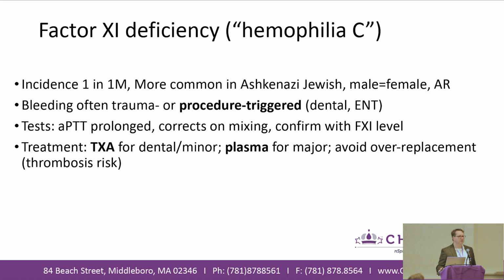Factor 11 deficiency, the kind of Jeopardy question or trivia thing here is that this is called hemophilia C. 1 in 1 million people, particularly in the Ashkenazi Jewish community, males and females both affected, autosomal recessive. Typically, these patients, I think I mentioned, are not bleeding spontaneously, usually from surgery or trauma. There's not a factor 11 concentrate that's approved in the US. There is in Europe, but not here. So we treat usually with antifibrinolytics to help prolong the life of a clot, or use plasma that has factor 11 in it.